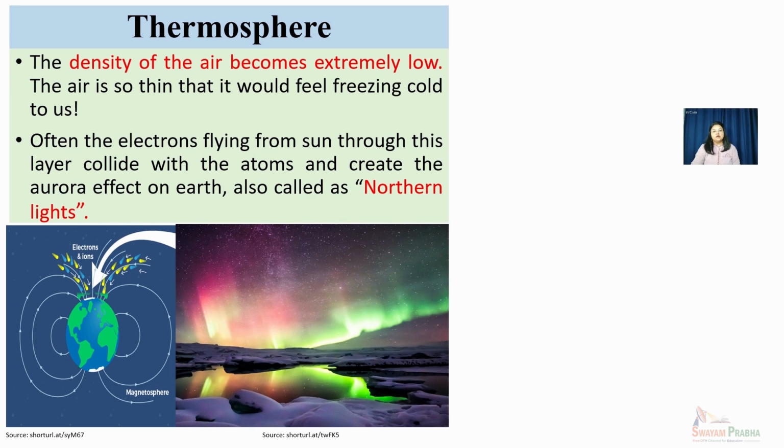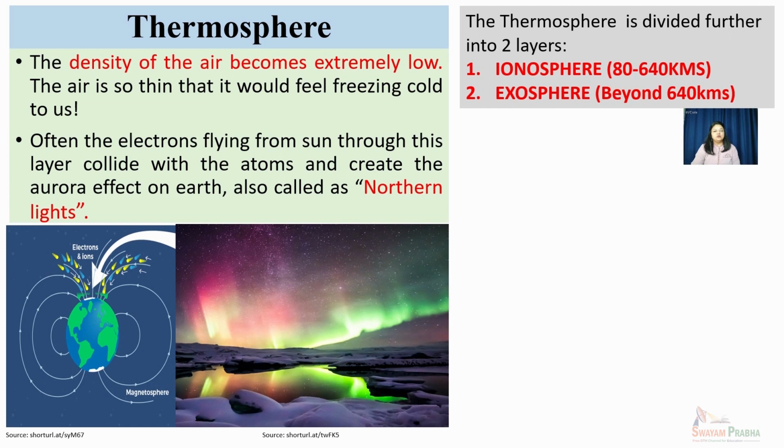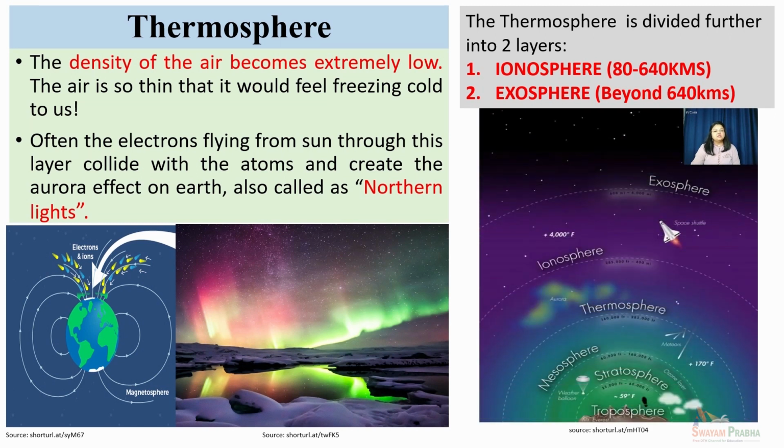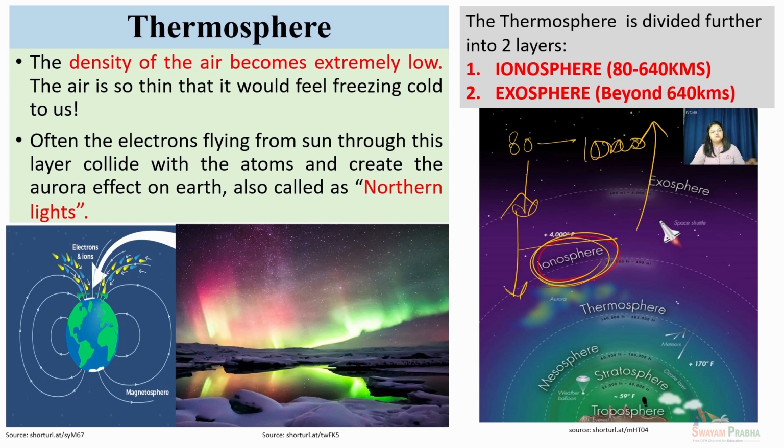aurora australis. The thermosphere layer is divided into two layers. The first is the ionosphere, which extends for about 80 to 640 kilometers. That is, the ionosphere is located in the lower margins of the thermosphere towards the mesosphere. The second layer, the outermost layer of the thermosphere or even of the atmosphere, is called the exosphere, which extends beyond 640 kilometers. So if you consider the height of the thermosphere from 80 kilometers to 1000 kilometers, the lower layers of the thermosphere have the ionosphere, and towards the exterior margins we have the exosphere, which gradually merges with the outer space.